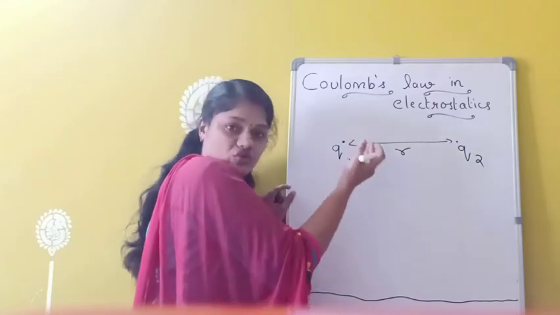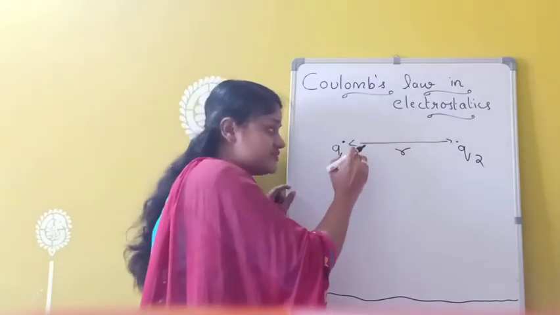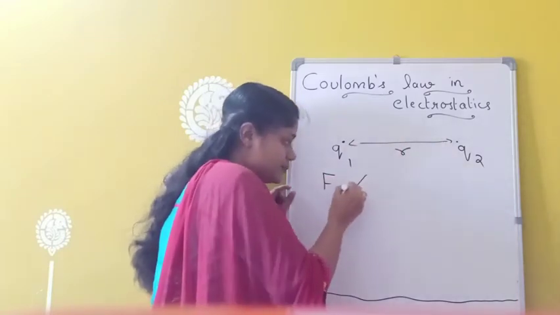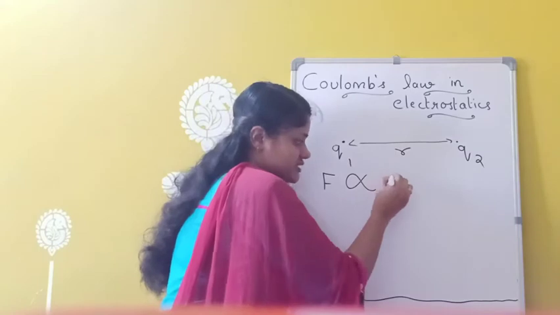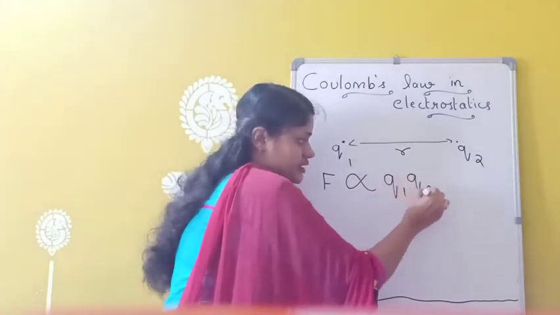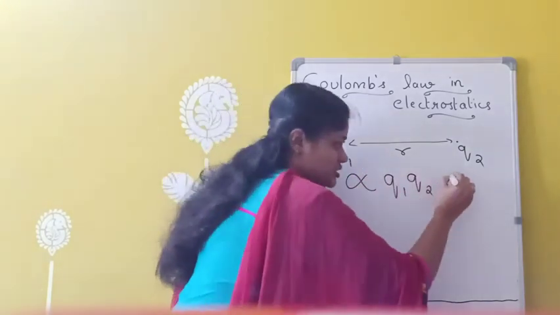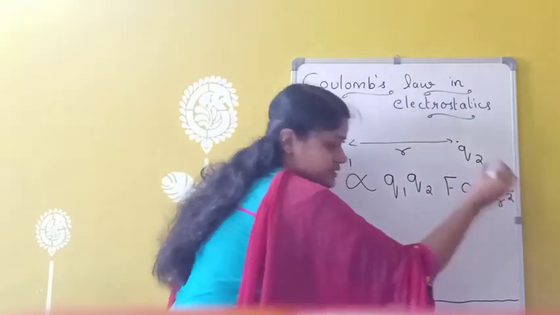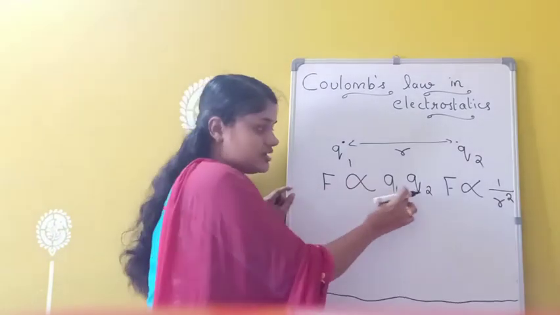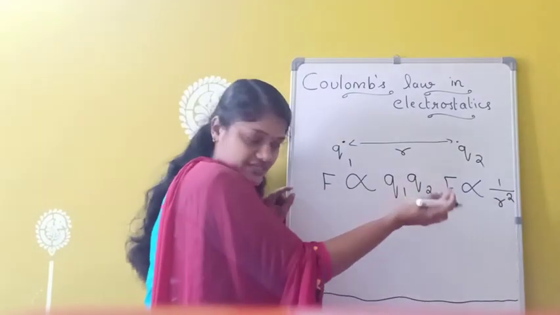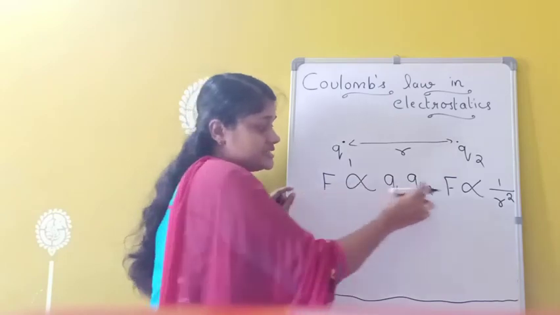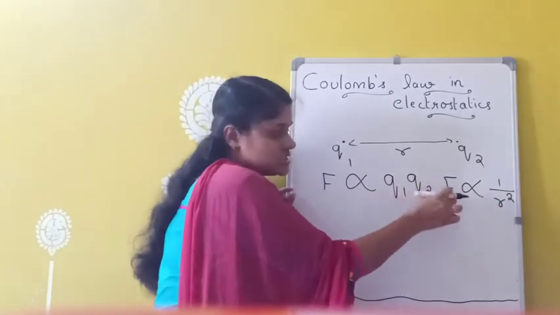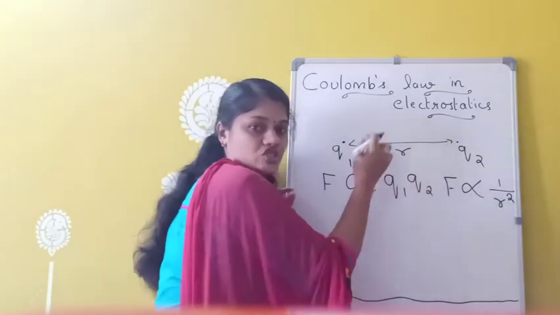This force of attraction or repulsion between these two stationary point charges is directly proportional to the product of the charges and inversely proportional to the square of the distance between the charges. That means whenever the magnitude of charge increases, force also will increase. And whenever the distance between the charges increases, force will decrease. So whenever distance is less, force will be more.